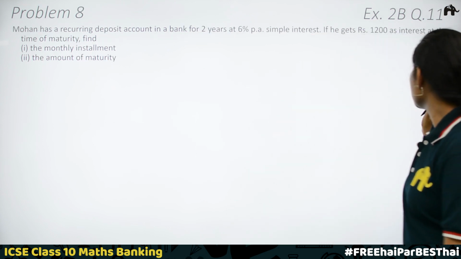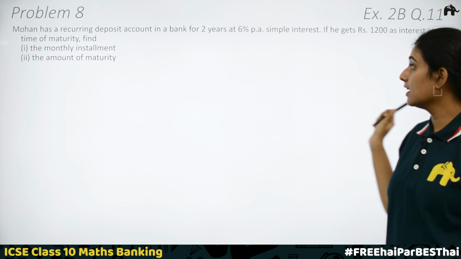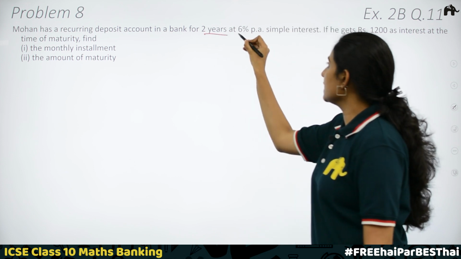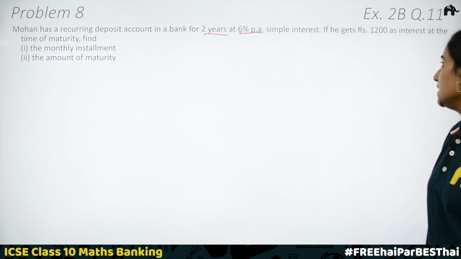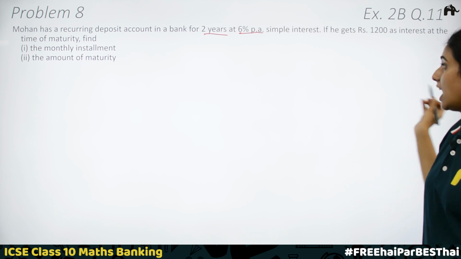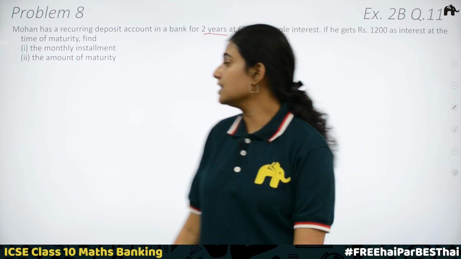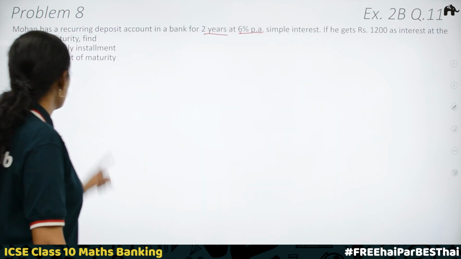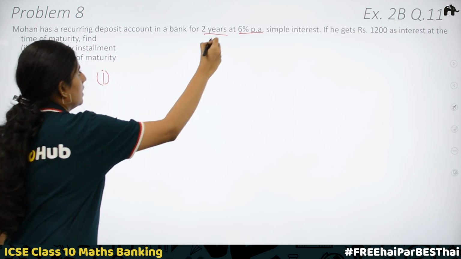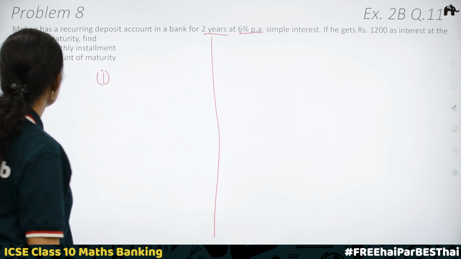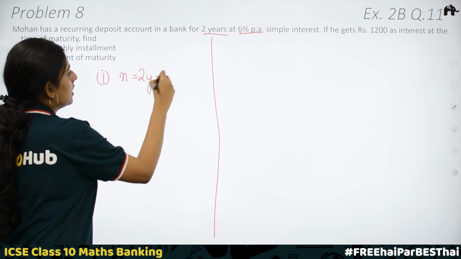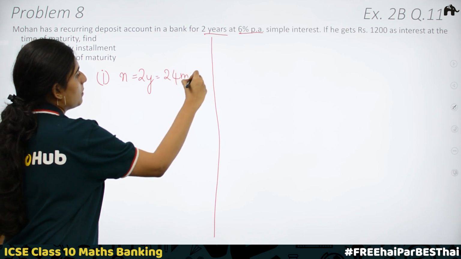Problem 8, question number 11 of exercise 2B. Mohan has a recurring deposit account in a bank for 2 years at 6% per annum simple interest. If he gets rupees 1,200 as interest at the time of maturity, find the monthly installment and the amount of maturity. In the first question, the given quantities are N is equal to 2 years, which is equal to 24 months.